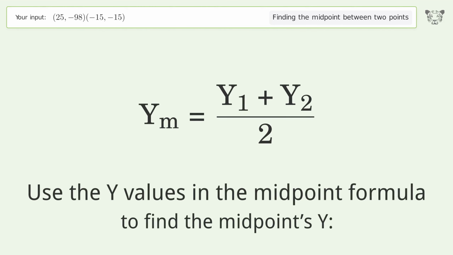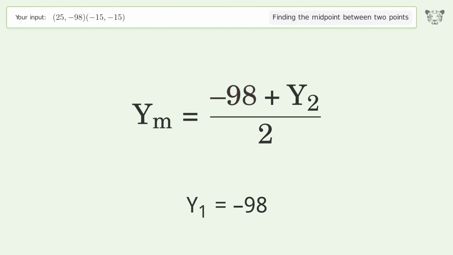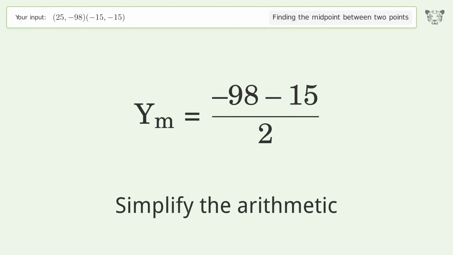Use the y values in the midpoint formula to find the midpoint's y. y1 equals negative 98. y2 equals negative 15. Simplify the arithmetic.